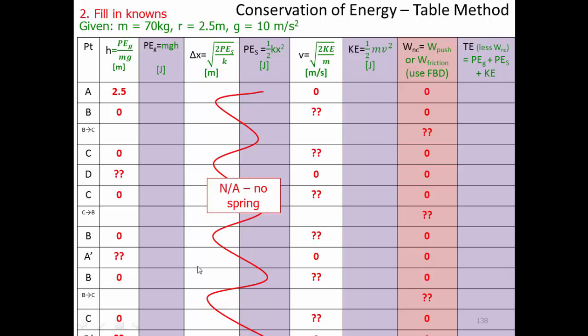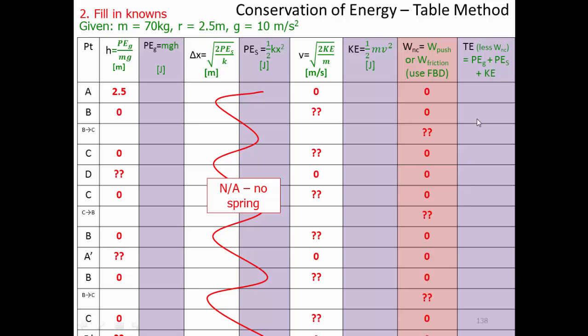You'll notice we have no springs, so I just scratched those columns out. For velocities, at any high point, at point A and D, I'm going to put in a 0. All of our other velocities are going to be unknowns that we're going to figure out. Our work non-conservative on our frictionless portions of the track is 0, so I put zeros in those portions of the track. But whenever we go between B and C, or C to B, that's where I'm going to be working out my work non-conservative.